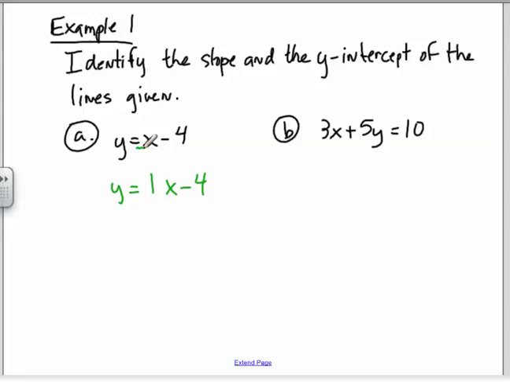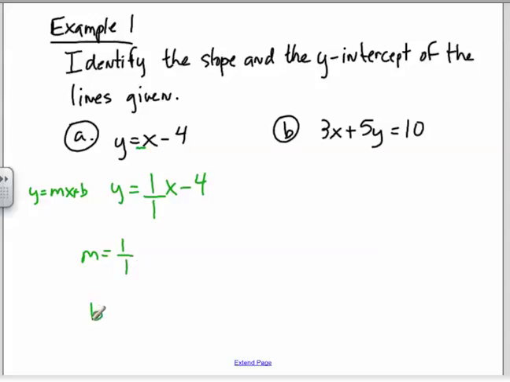Understood? And remember with slope, because this is in the form y equals mx plus b, slope is this number in front of the x. I always want that to be a fraction, so I'm going to write it as 1 over 1. Alright? So this is easy. The slope is equal to 1 over 1, right?